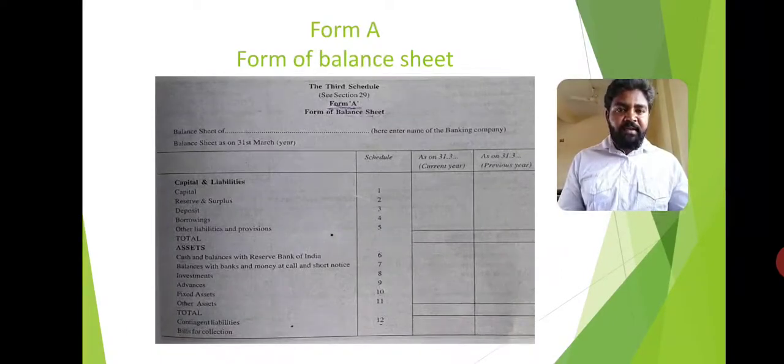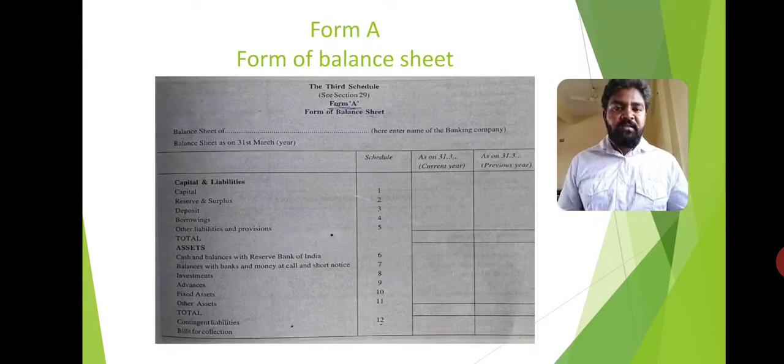After considering these schedules, 6 to 11, that is 6, 7, 8, 9, 10, 11, we will get the total here. The total amount of capital and liabilities and the total amount of assets should be equal.